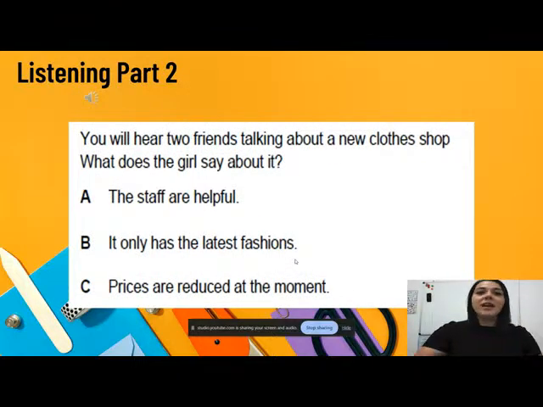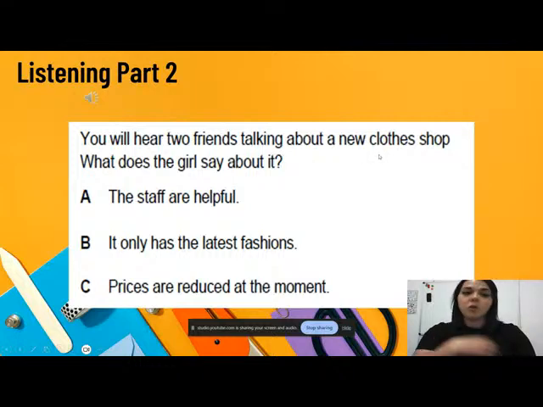So part 2 is also multiple choice. Okay, we're going to hear a little conversation, 2 friends talking about a new clothes shop. So what does the girl say about it? The staff are helpful. It only has latest fashions, or prices are reduced at the moment. So let's try this.